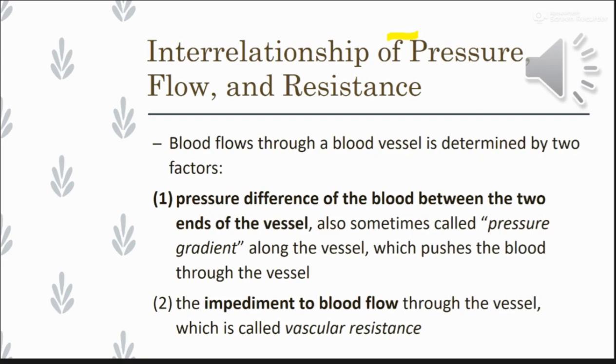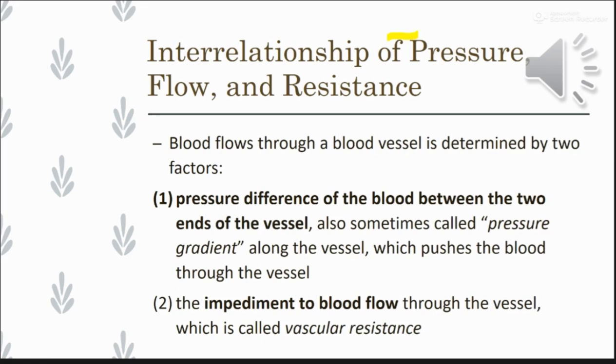Okay, so let's go now. What is the interrelationship between or among pressure, flow, and resistance? Okay, so again, we said that the blood flow through a blood vessel via two factors, like pressure difference of the blood between the two ends, as I've mentioned kanina. So that's your pressure gradient along the vessel. So that's the thing that pushes the blood through the vessel. So there must be a difference between point A to point B so that your blood can go from here to there, okay, from this end to another end.